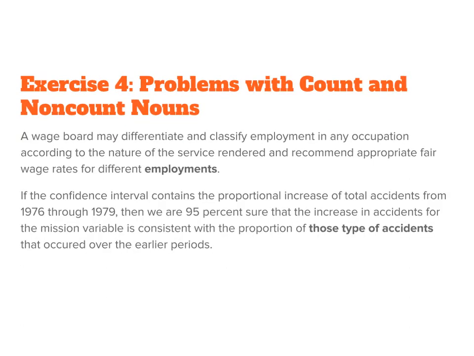So the final exercise from the noun chapter that I wanted to review was problems with count and non-count nouns. A lot of these you might just catch because they sound a little weird to your ear, but you could double check them or just try different things. So in this first sentence, it says, a wage board may differentiate and classify employment in any occupation according to the nature of the service rendered and recommend appropriate fair wage rates for different employments. Employment is one of those words that you don't have multiples of, so you would just say different employment. And actually that sounds weird, so you would need to insert a phrase to indicate that there are different kinds or types of employment. So you'd say wage rates for different types of employment.